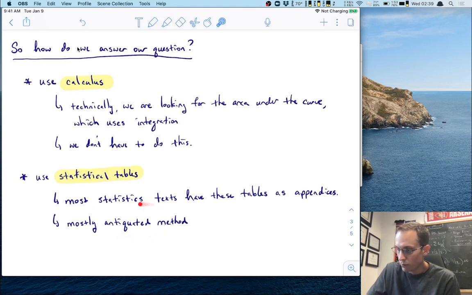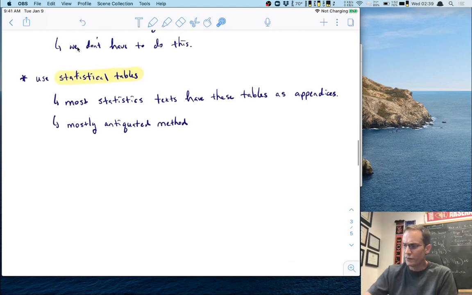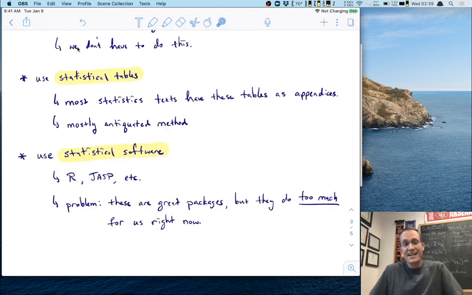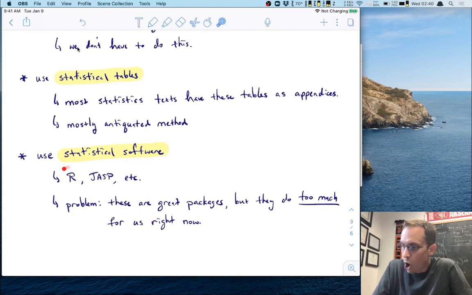In fact, one that I will show you today. But at the risk of saying that I'm antiquated, I guess I'll say that statistical tables are antiquated. So what if you can't use those? Well, then the next thing you might consider is to use some statistical software. Okay, now we're getting somewhere. So these are things like R or JASP, which I'll introduce you to a little bit later this semester, and there's others as well. R and JASP I mentioned because they're free and very powerful.